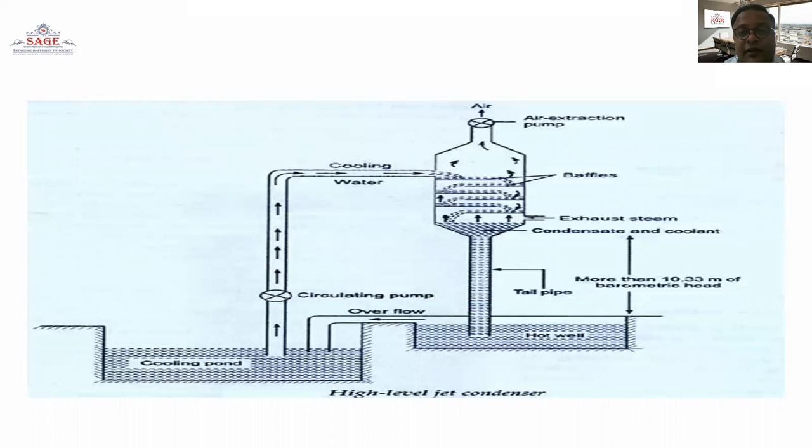This is the high level jet condenser. The condensation is done by the passing of the cooling water and the exhaust steam in a high level manner. That's why it is called a high level jet condenser.